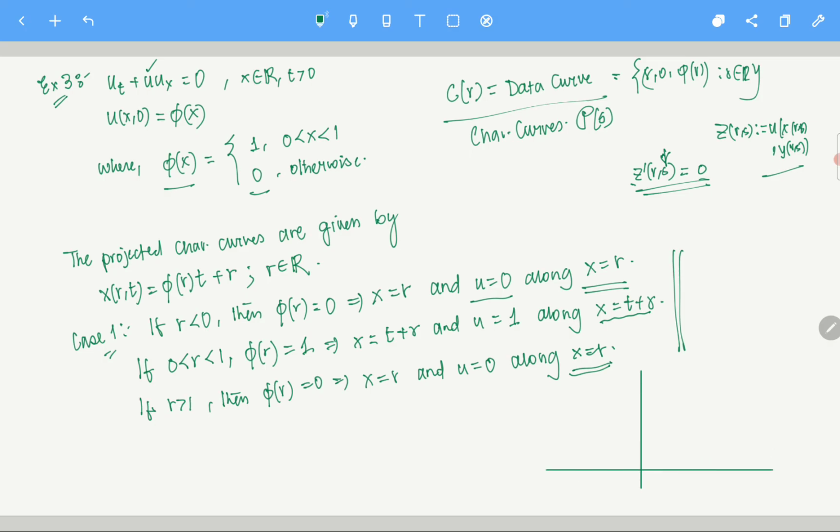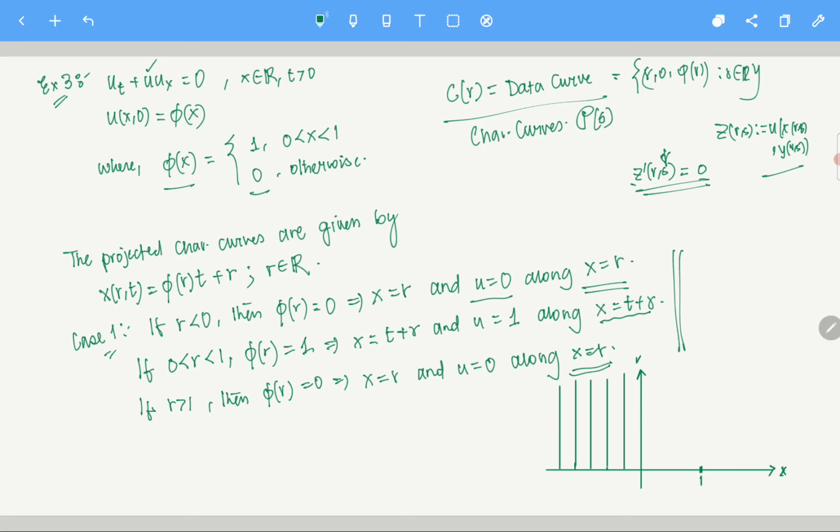Okay, and yeah, so again the drawing part is there. Okay, so these are some characteristics. So this is for r negative. Clear? R negative, x equals r, that is why these are the characteristic curves, right? So this is r, this is r, and this is x. Okay, this is x.